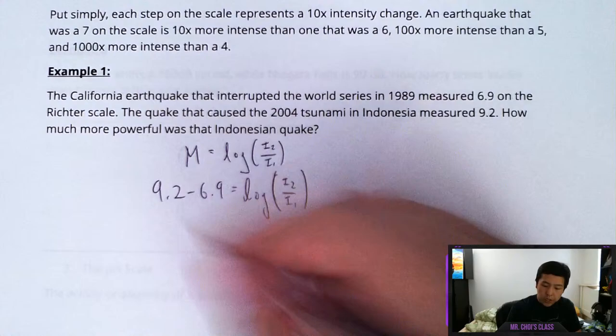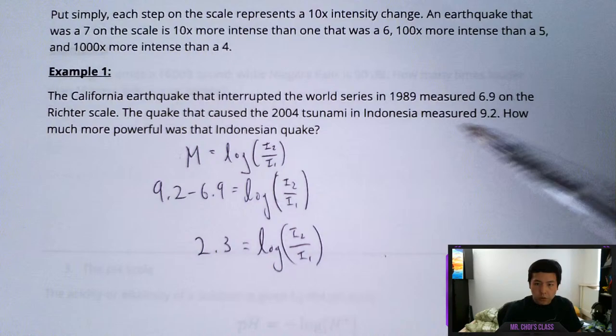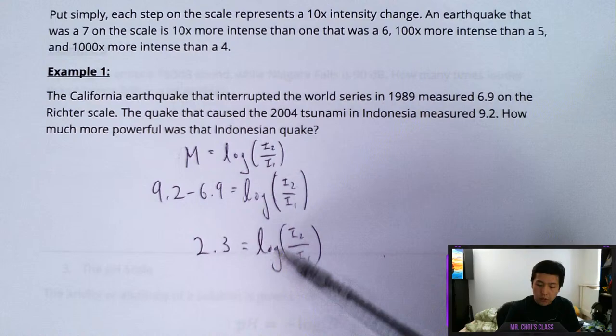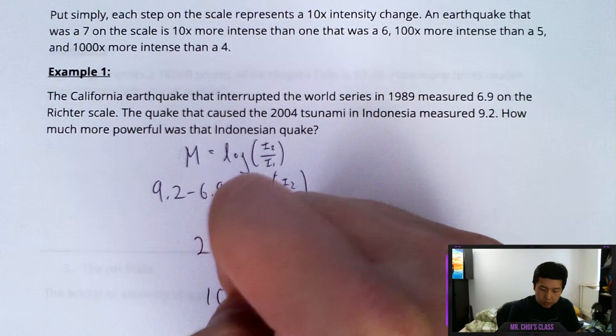And so we get this. And so when we do this, we get 2.3 is equal to log of I2 over I1, where we're comparing the two here. So the top one would be the 2004 tsunami, and the bottom one would be the 1989, as it's smaller. Now, once we do this, we're going to convert this back into exponential form. Since this is log base 10, we get 10 to the power of 2.3 is equal to I2 over I1.